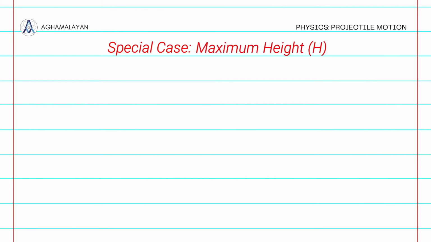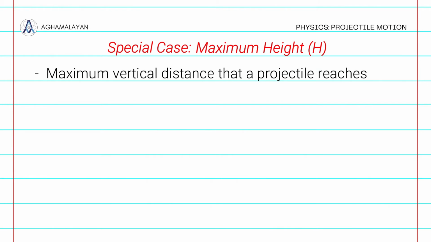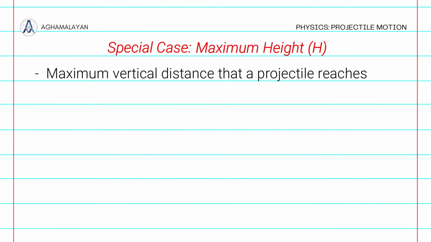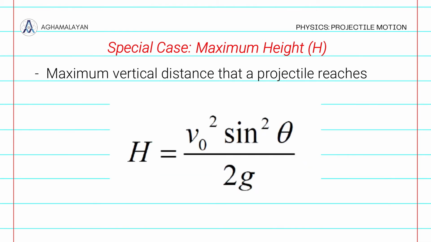For the maximum height, it's the maximum vertical distance that a projectile reaches. So in short, the very tip of the trajectory, that's your maximum height. And the formula for maximum height is v naught squared times sine squared theta all over 2g. Again, v naught squared times sine squared theta all over 2g. That is your formula for maximum height.